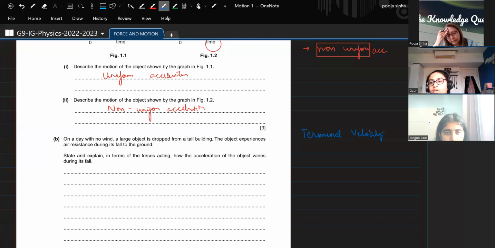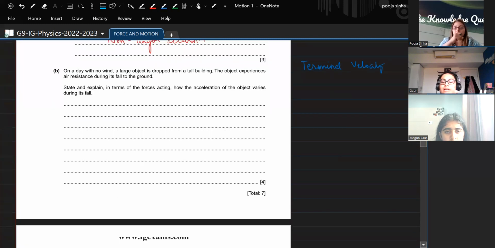So first of all, as you fall, you're accelerating, you're kind of gaining speed, gaining velocity, and then the air resistance starts to act more and more on you until your weight as well as the air resistance acting on you, they cancel each other out, which is like the forces acting. Okay. And you're not accelerating anymore because you're moving at a constant velocity. Perfect.